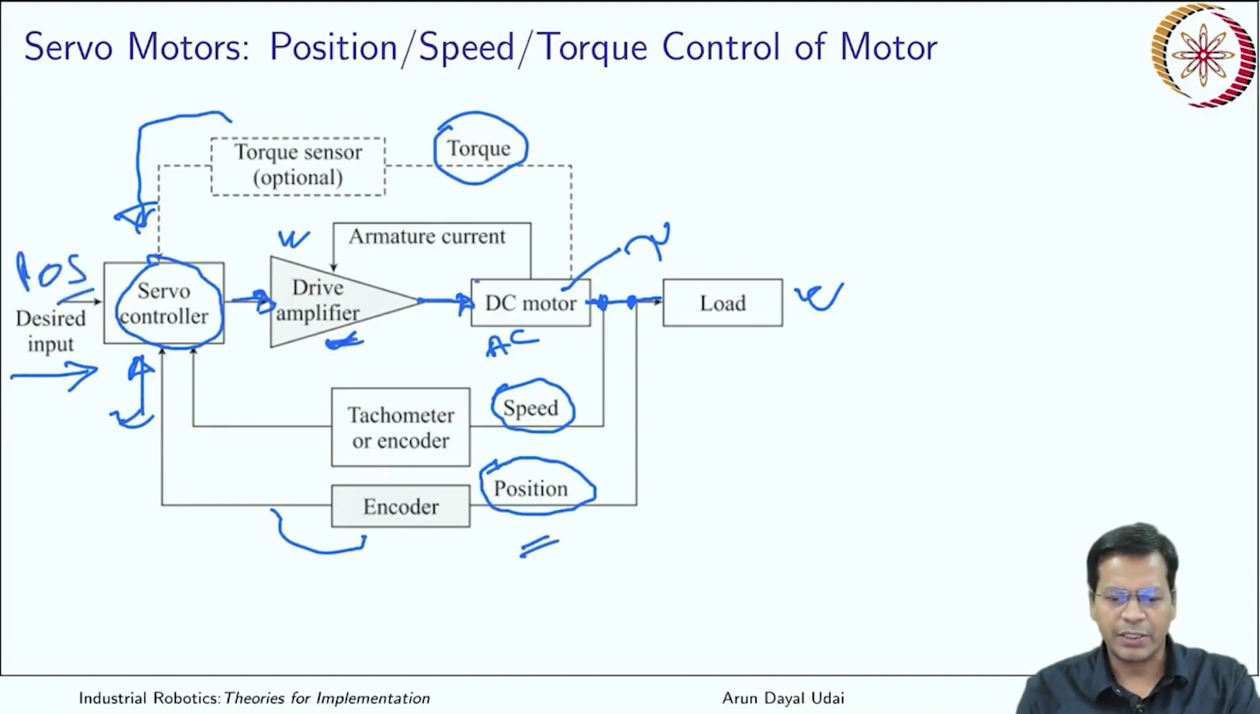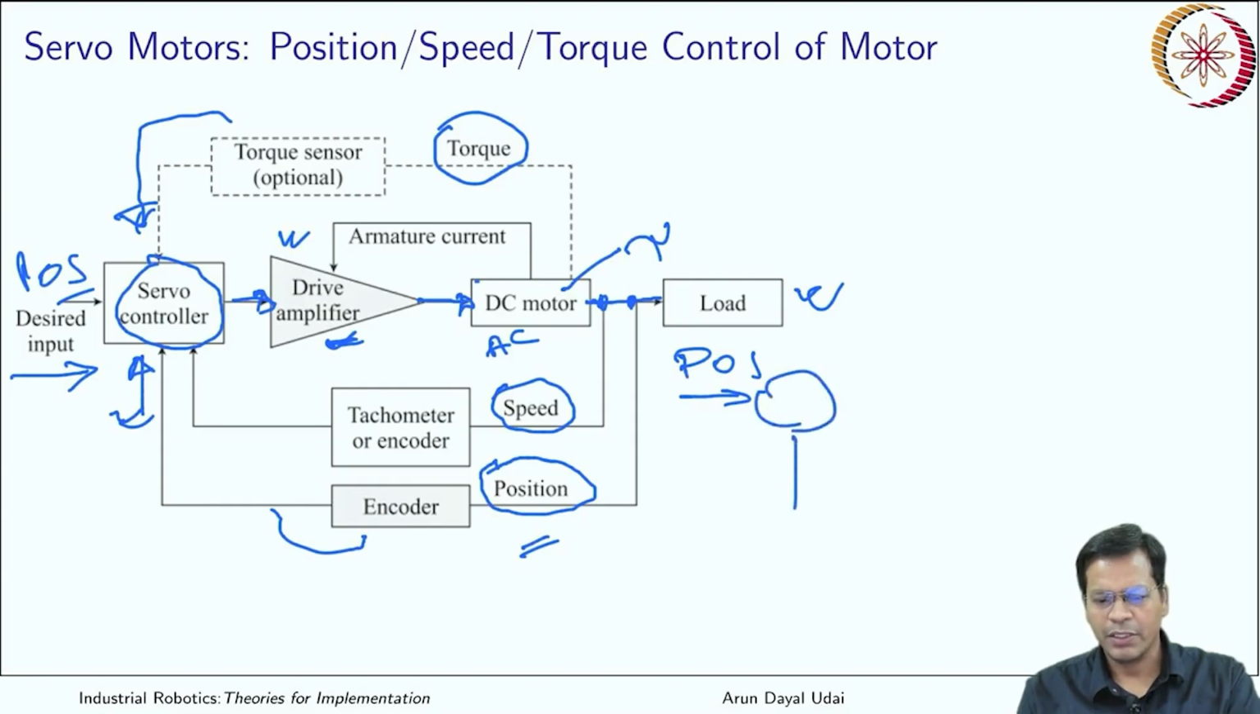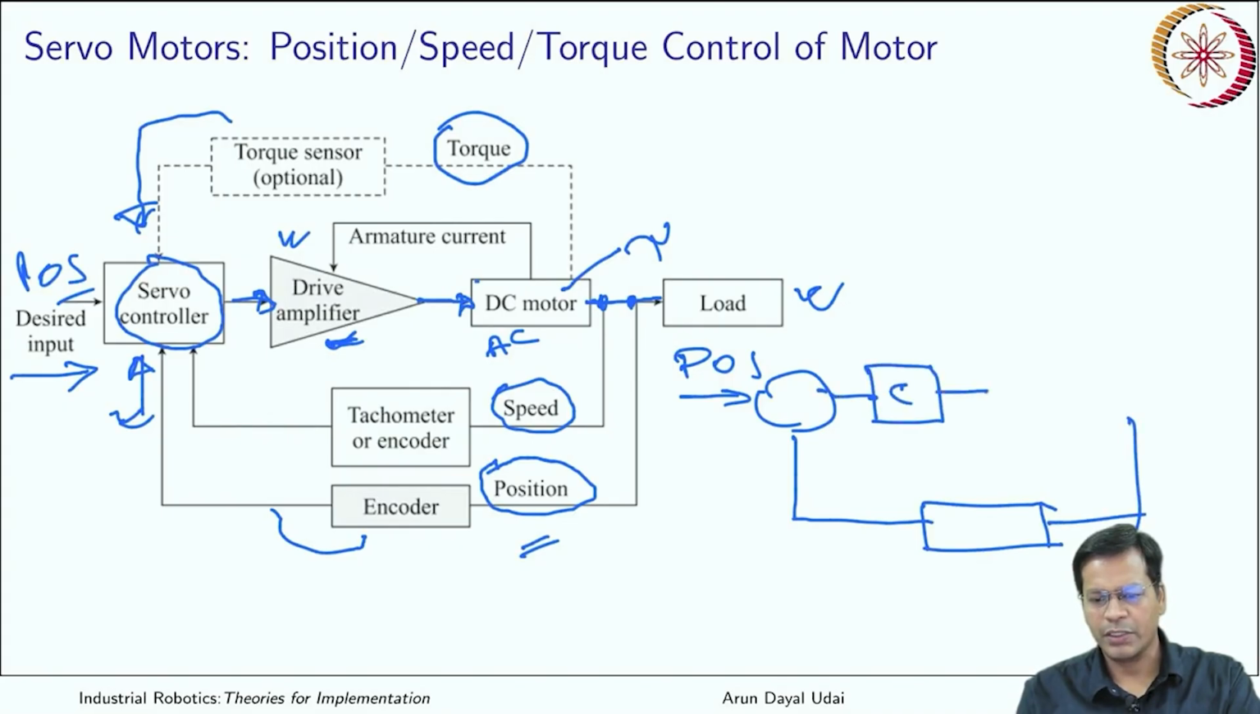So yes, this is a kind of closed loop system. Let me just draw a simple system. So you desire a position, you have a summing block here, so you have an encoder here. So this is your controller, this is your motor, and finally it gives you an output. This is your feedback sensing device.